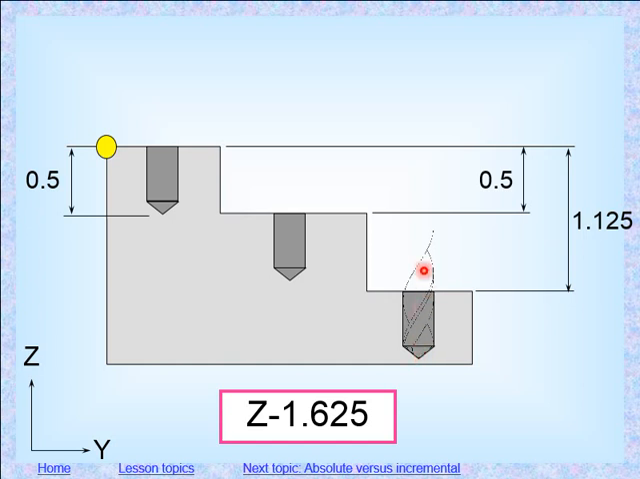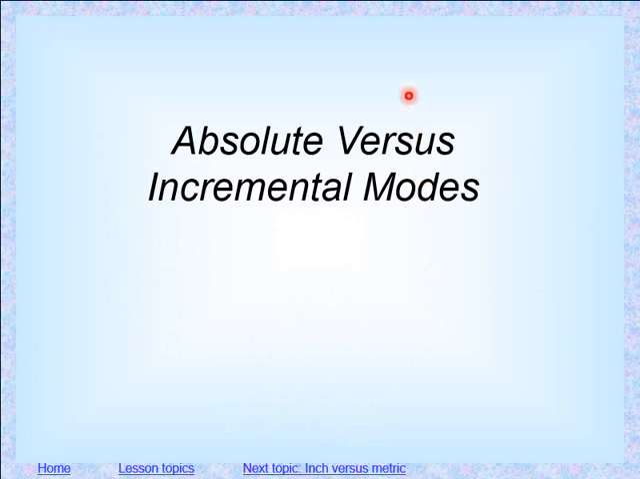Now in this case, I could rapid it up to right here, but I'm also done drilling, so I'm probably just going to rapid it up to 0.1. Then I would rapid it up a little bit further. So the next lesson we're going to do is absolute versus incremental modes, but we'll talk about that in the next video.